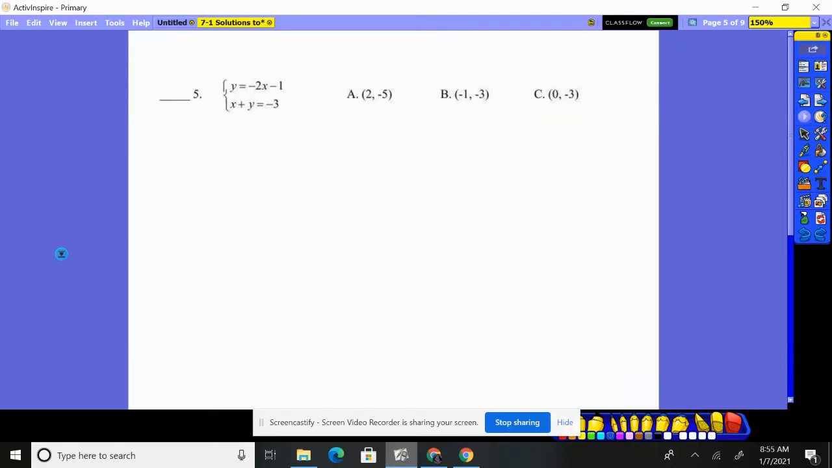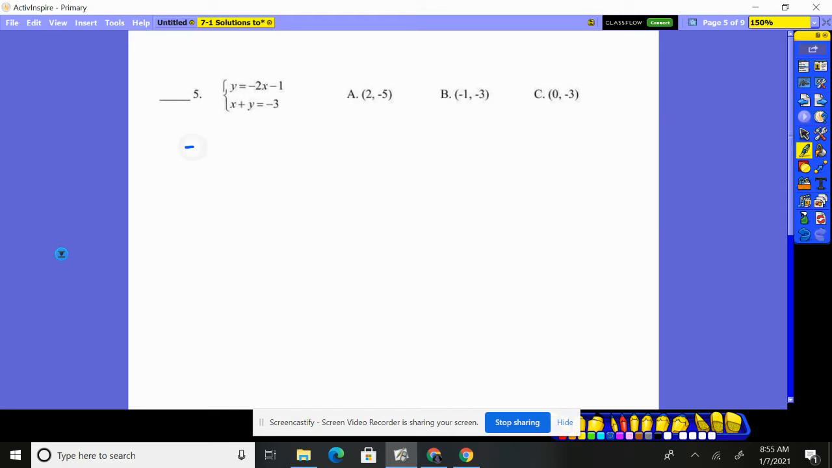Number 5, we have a system of equations, and we're trying to figure out which point would make them both true. That's the point of intersection. So we're going to plug (2, -5) into both of these, y equals -2x minus 1 and x plus y equals -3, and see, does that work? And then if it doesn't, we'll try (-1, -3).